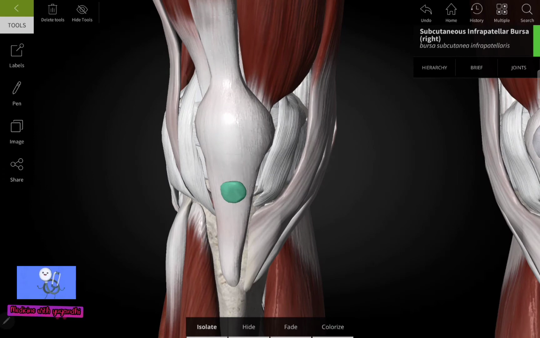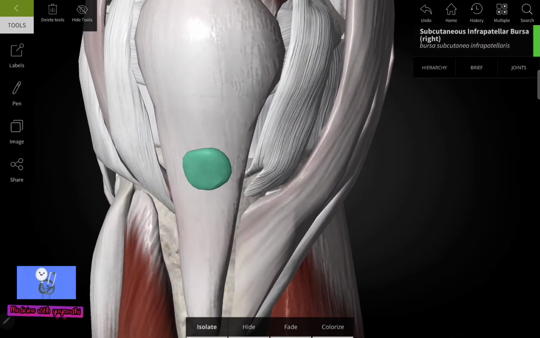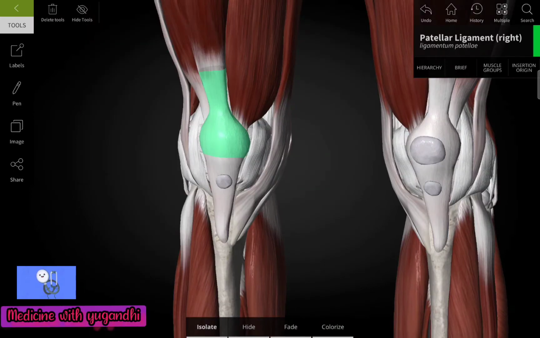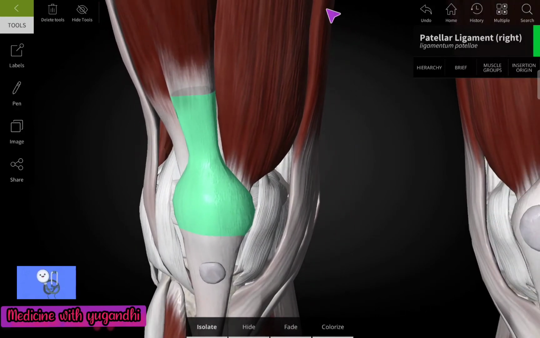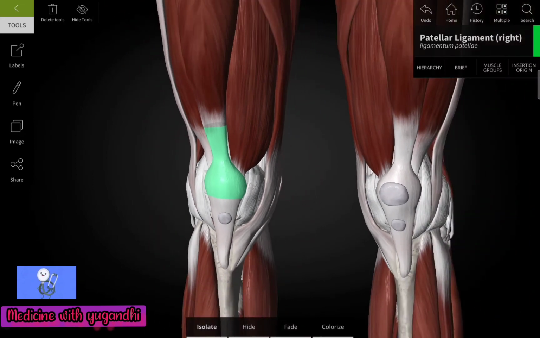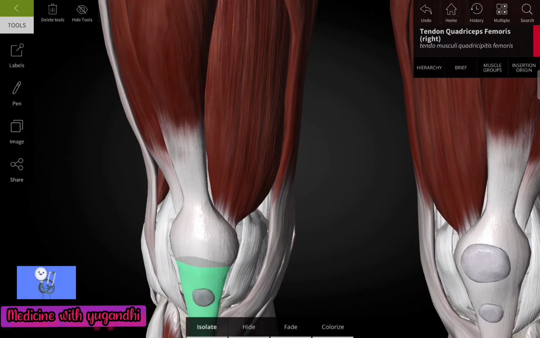Now coming to the relations. Anteriorly, this fibrous capsule is related to the anterior bursae. Here you can see the subcutaneous infrapatellar bursa. Then it is also related to the ligamentum patellae, which you are seeing here, and which is nothing but the tendinous extension of the quadriceps femoris that gets inserted into the tibial tuberosity. Anteriorly the fibrous capsule is also related to the patellar plexus of nerves, but the nerves are not shown in this 3D image.